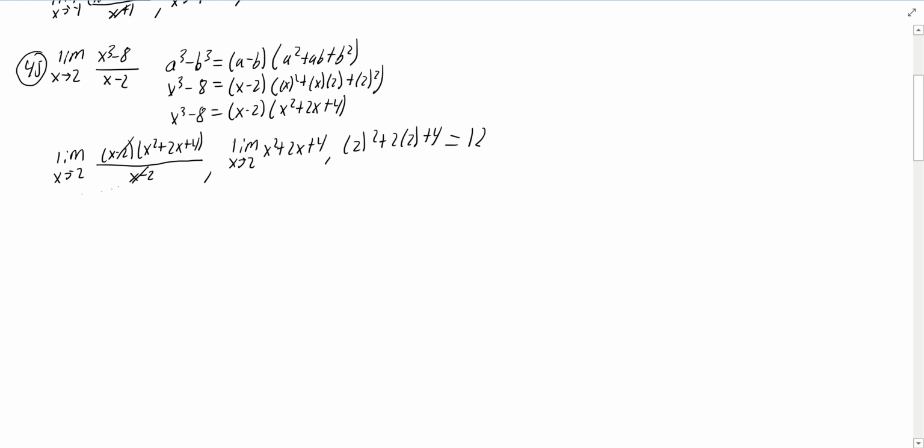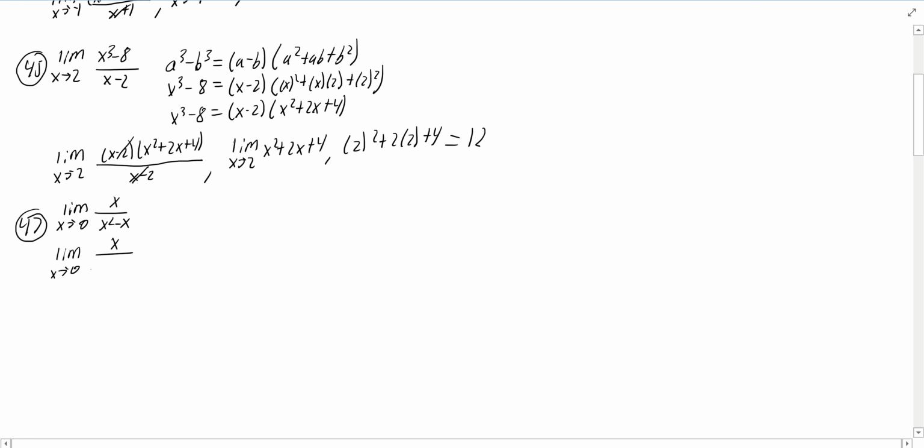So 47 here. So next we got 47. And 47 is asking us to find the limit as x goes to 0 of x over x squared minus x. Now, really our only main difference that we are going to encounter is that instead of factoring the numerator as we've been doing for the last 3 previous problems, we're going to factor the denominator. So we're going to get the limit as x goes to 0 of x over, factor out an x, x minus 1.